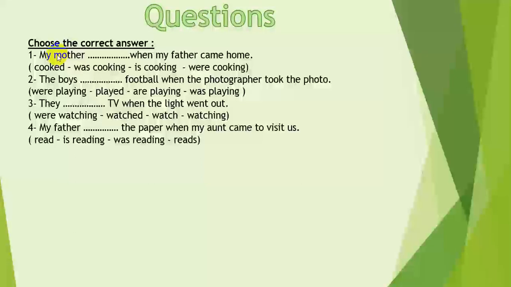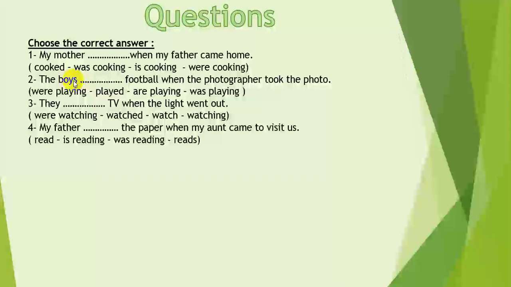Choose. My mother, number 1. My mother cooked, was cooking, is cooking, were cooking when my father came home. Okay, so my father came and my mother was, it's before when, not after it. She was doing something. What will I use? Was cooking or were cooking? My mother, she. Yes, excellent. I'm going to use was cooking. Great.